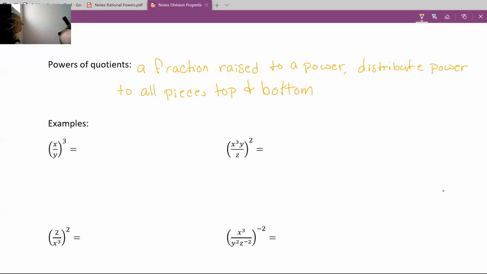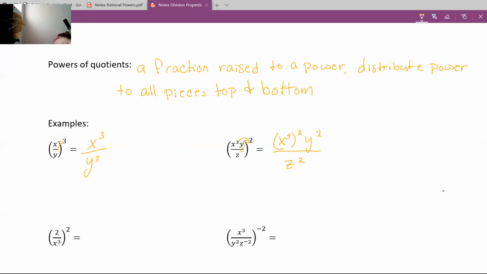So if I have x divided by y, and that whole thing's raised to the third power, I'm going to raise both the x and the y to the third power. My answer ends up being x to the third, y to the third. What if I had more than just that? What if I had x to the third, y, z? I'm going to distribute my square to each one. And I end up with x to the third squared, y squared, all over a z squared.